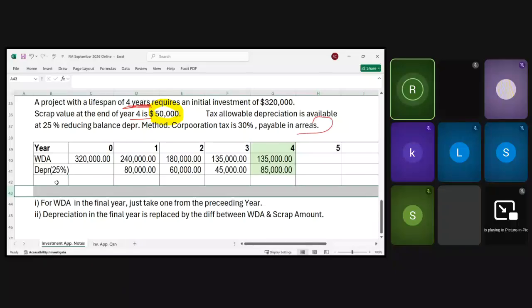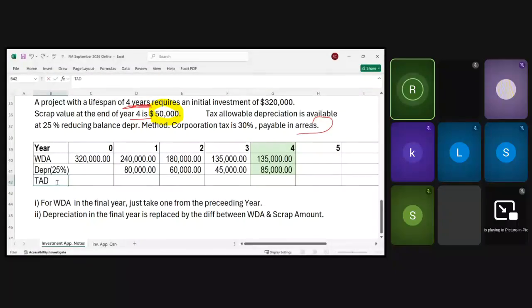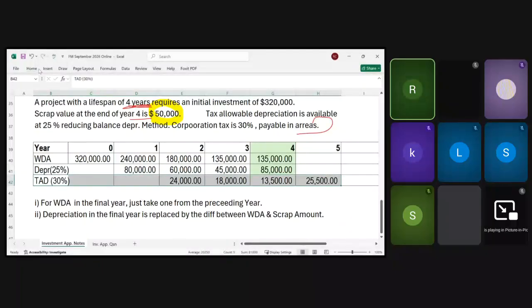The next item now is for us to calculate the TAD. TAD is calculated based on the tax rate, 30%. Our tax is in arrears, so equals 30% times my depreciation amount in year 1. I put it in year 2 and drag up to year 5. So this is the TAD component that I'm going to include in my NPV computations. The one that I've highlighted here is my TAD that I'm going to include in my NPV computation.